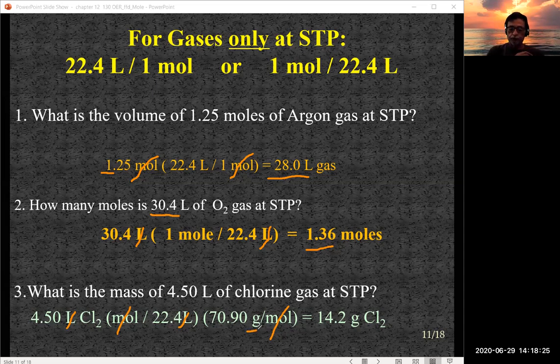Okay. And so now I plug in the calculator, 4.5 divided by 2.4 times 70.90. I'm left with 14.2 grams with the correct number of sig figs. Okay.